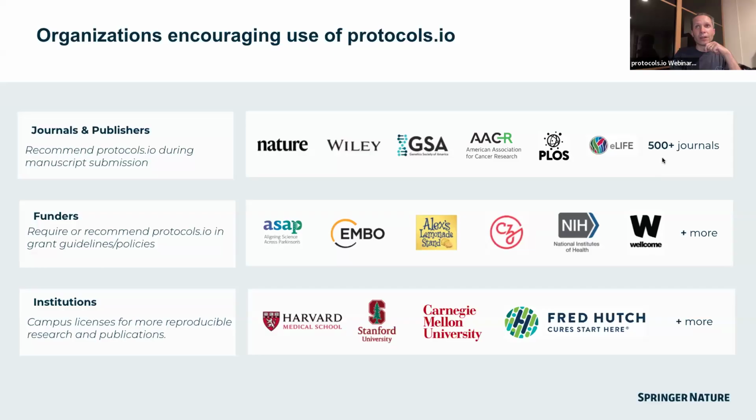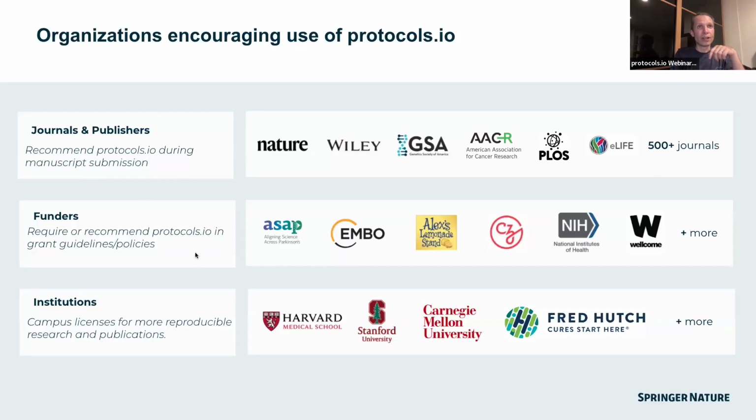Before we finish up and open to questions, I wanted to say that there are now, it says over 500, but it's actually now over 1,000 journals that explicitly recommend Protocols IO in their author guidelines. So when you submit a paper, these are not the partner journals in the dropdown that I showed, but just regular research journals that recommend that you use Protocols IO specifically for improving the reporting of the method section of your paper.